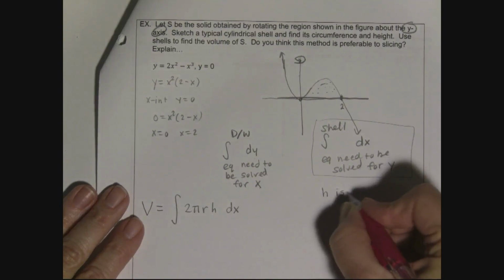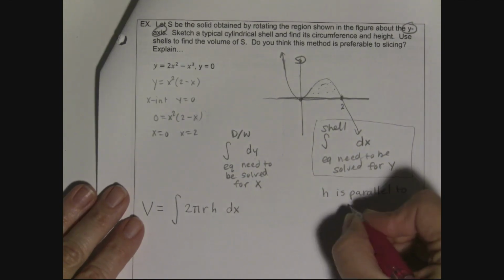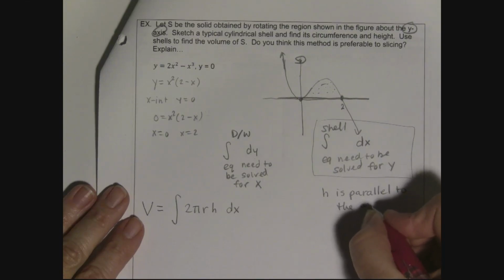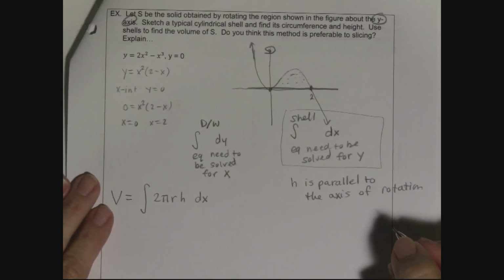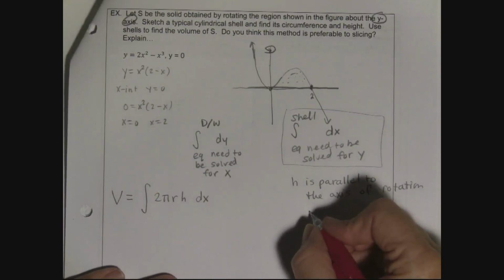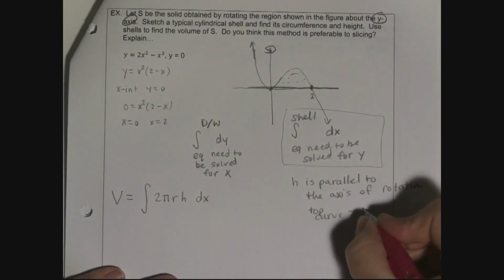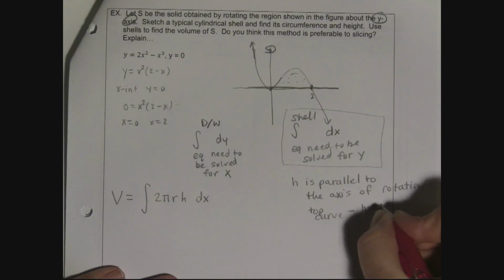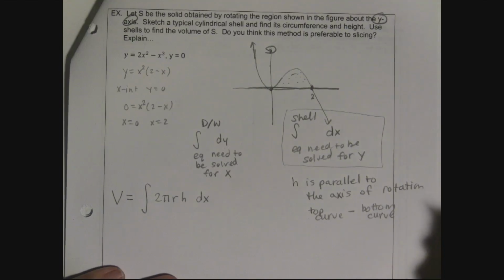H is parallel to the axis of rotation. The other thing that I usually say about h is, if you're going up and down, h is top curve minus bottom curve. If h was going left and right, then I would say it's right curve minus left curve.